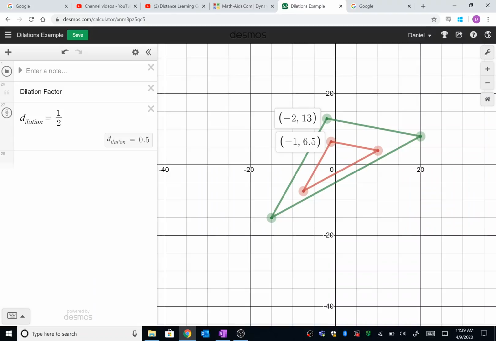Basically, dilations are going to stretch or shrink the shape, but notice the shape is still the same basic triangle. They still look essentially the same, just one is bigger than the other. That's why these are what are called similar triangles.